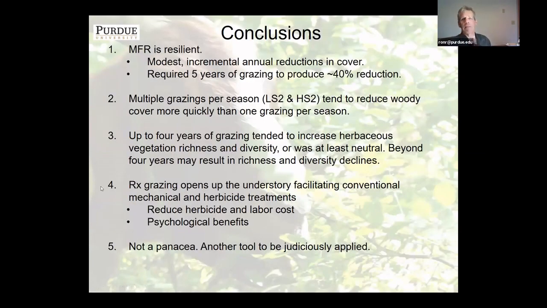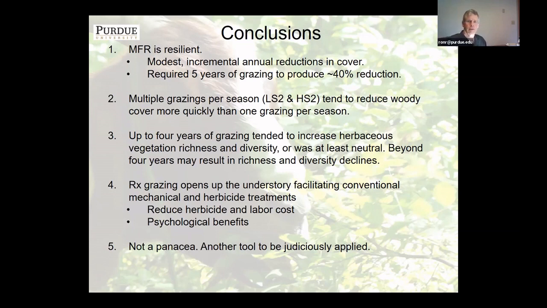Okay, to conclude, multiflora rose is extremely resilient. And so we were able to produce modest incremental annual reductions in cover, but it required 5 years of grazing to produce approximately a 40% reduction in cover. So it's a tough one to kill. We didn't see any mortality, and multiple grazings per season tend to reduce woody cover more quickly, as you might suspect, than just 1 grazing per season.